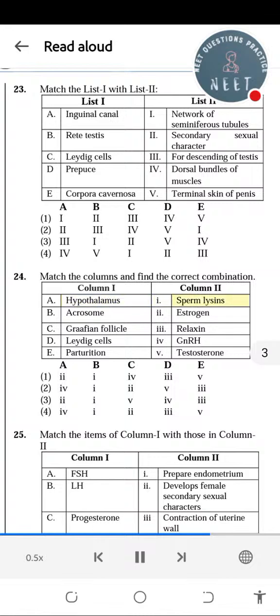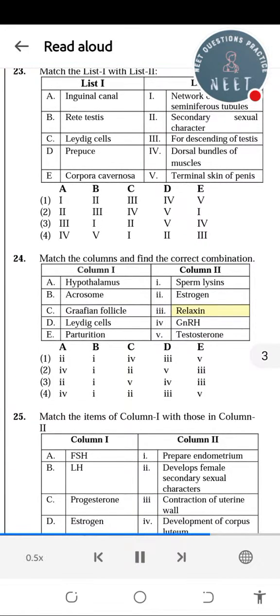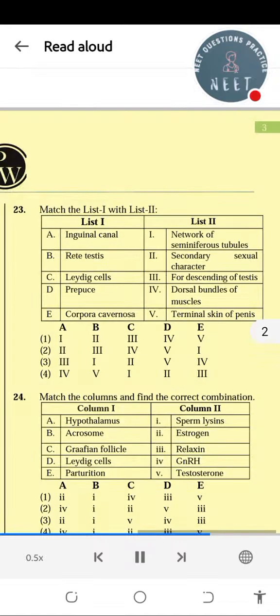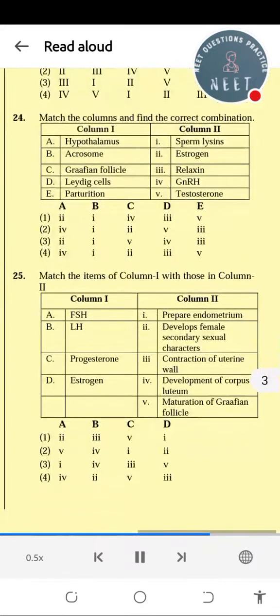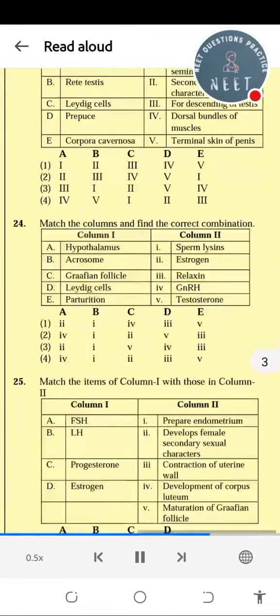Hypothalamus, 1. Sperm lysin. B. Acrosome, 2. Estrogen. C. Graafian follicle, 3. Relaxin. D. Leydig cells, 4. GnRH. E. Parturition, 5. Testosterone. A, B, C, D, E. Options 1 to 4 follow. 25. Match the items of column 1 with those in column 2.